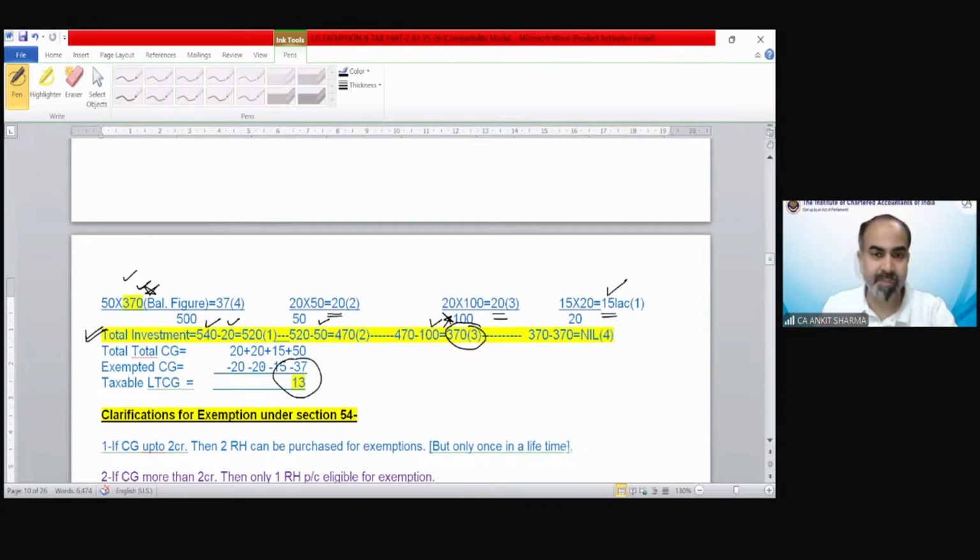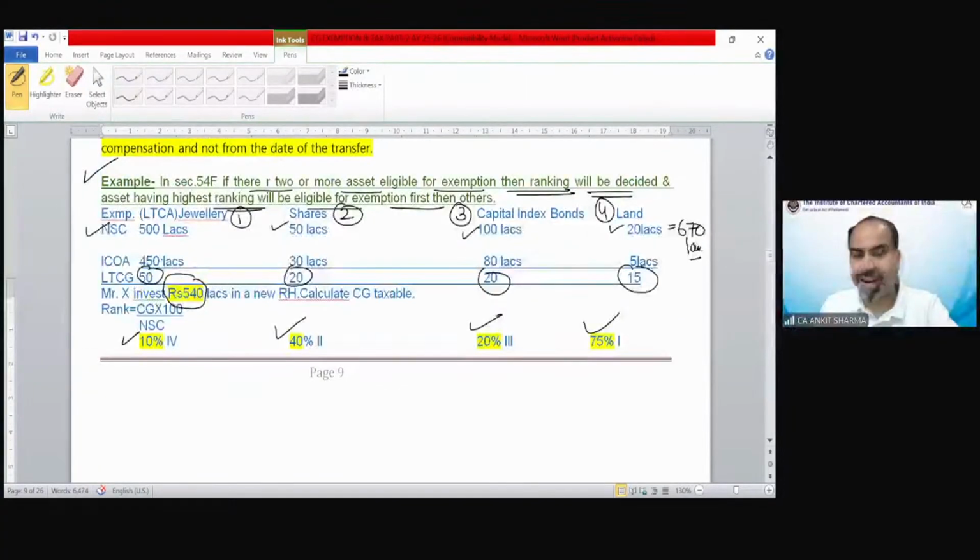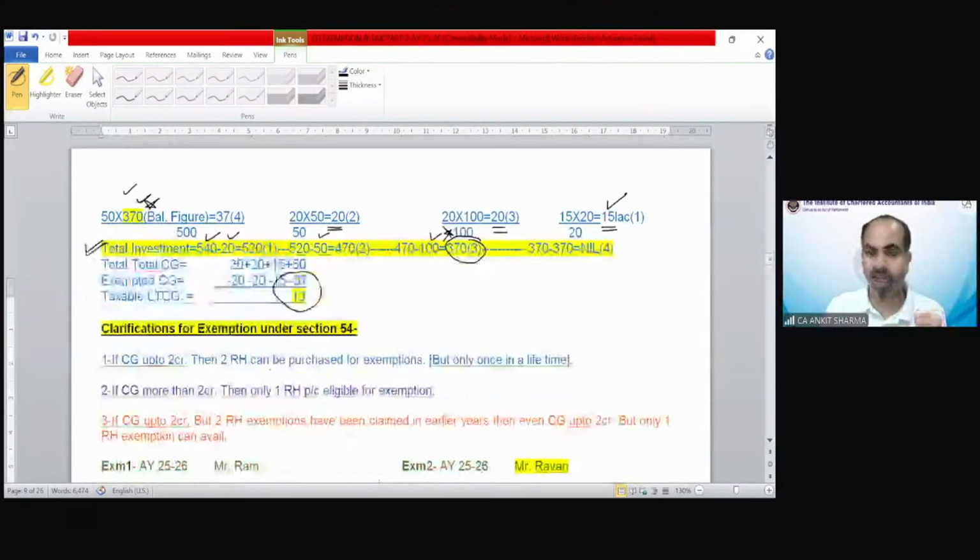So you can do one thing. After the class, you can write down this question and try to solve it yourself. You can do the ranking again yourself and try. If you get your gain of 13 lakh rupees, that means you have understood the provision of section 54F very easily. Okay.